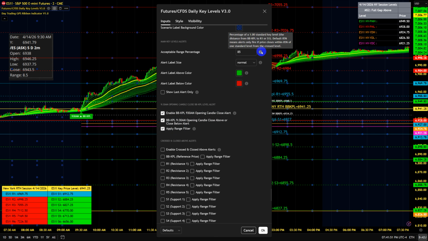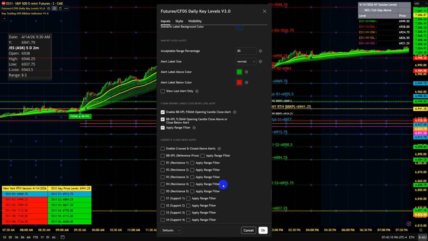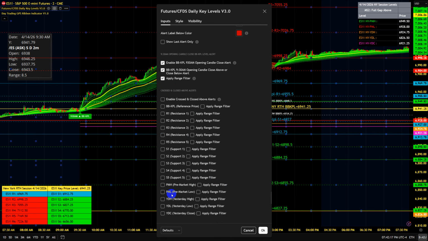This acceptable range filter is a percentage of one standard base key level, the distance from the BBKPL to R1 or S1. The default of 85% means it will only fire if price closes on that opening candle within 85% of one standard level from the crossed level. Now, this range filter is also available to apply to all the other alerts on all of the other key levels. So you have crossed and closed above alerts for the BBKPL.